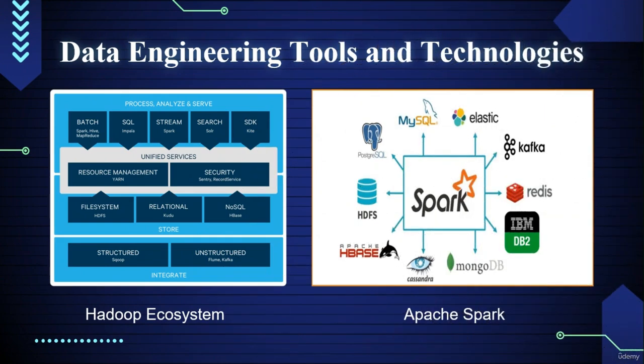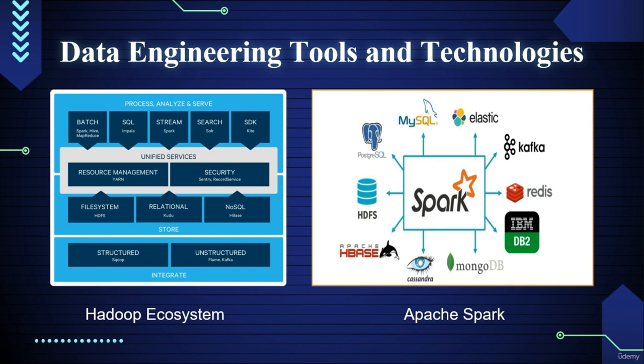Now we discuss some of the important tools and technologies. First we have the Hadoop ecosystem. The Hadoop ecosystem comprises various open source tools and frameworks including Hadoop Distributed File System (HDFS), MapReduce, Hive, and Pig. Data engineers use these technologies for distributed storage, batch processing, and querying large datasets.